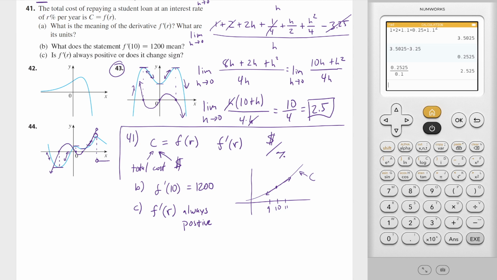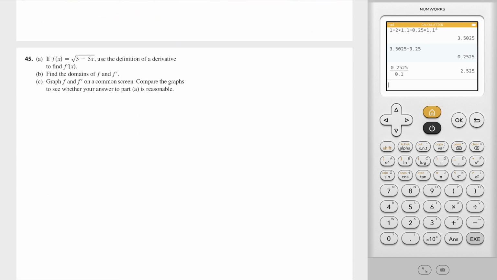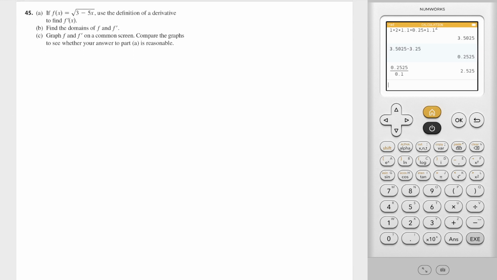All right, are we hanging in there? Let's finish this up. Let's stay strong. Let's persevere. Let's go all the way through. Number 45. Ooh, okay, this is a fun one. I can tell already. I can feel it.